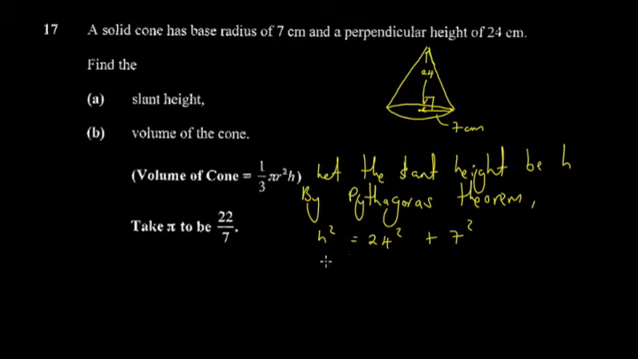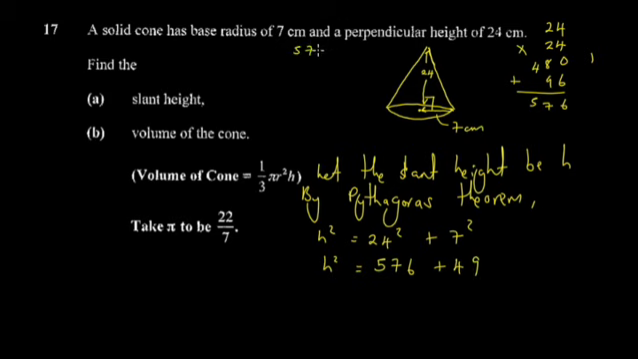So h squared equals 24 squared, just do it on a separate piece of paper. So you get 576 here. Then 576 plus 49, again you go 576 plus 49, then you get 625 here.